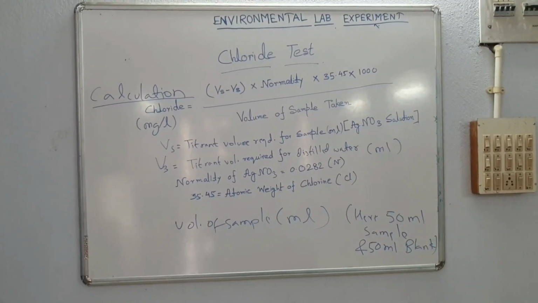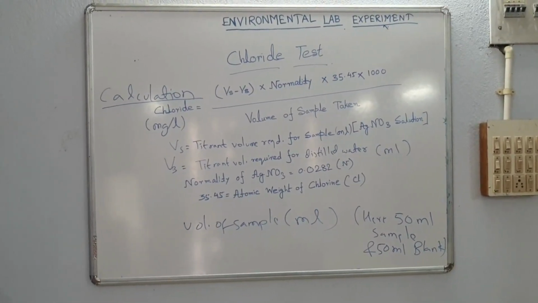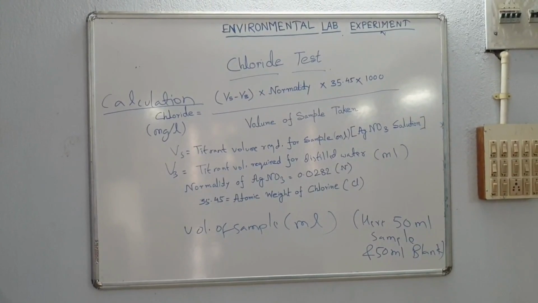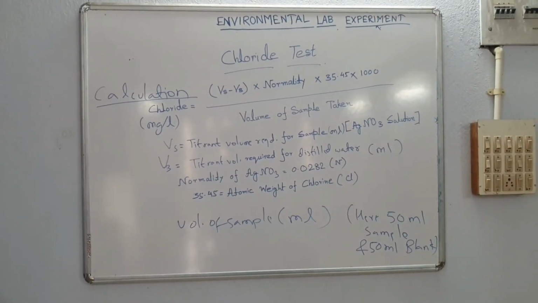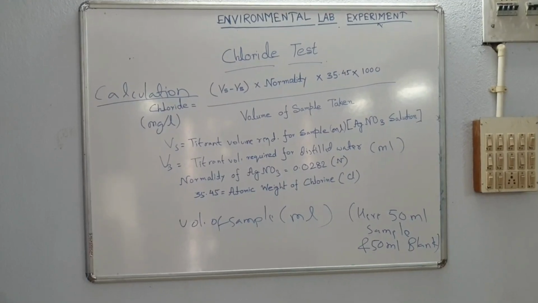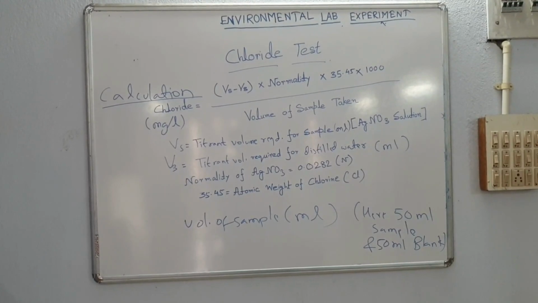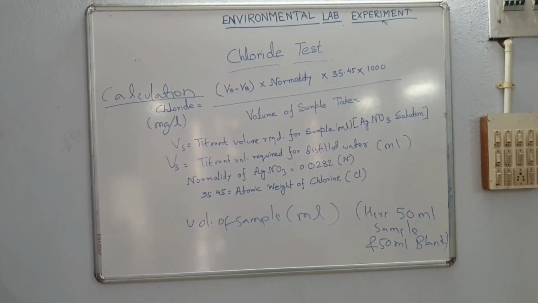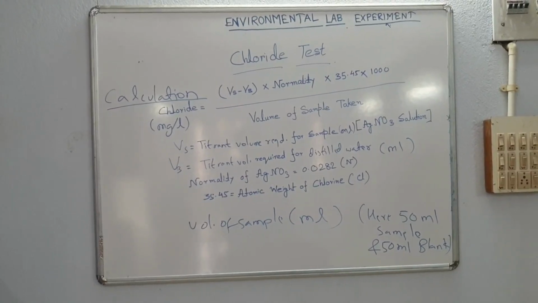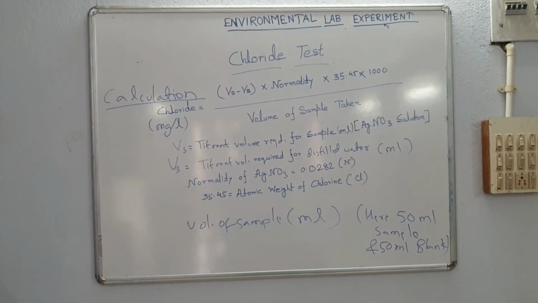It is the atomic weight of chlorine, because we are determining the chloride amount. And the volume of the sample, as well as the volume of the blank taken, in this case is 50 ml, but you can take 40 ml, 30 ml, whatever as per your requirement. So this was the entire calculation for the chloride test.